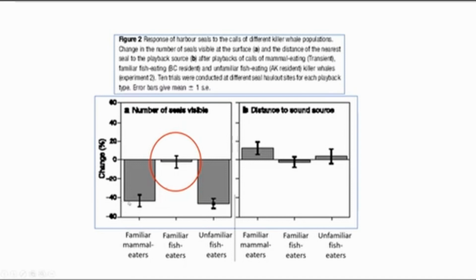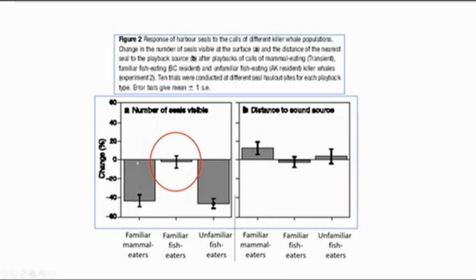They went elsewhere, they hid and sheltered. A change of 0 means no change from baseline, and if we had seen a positive, we would have seen more seals showing up. And we have along the bottom our familiar mammal eaters, our familiar fish eaters, and then the unfamiliar fish eaters. So a threatening group that's familiar, an unthreatening group that's familiar, and then a new group that isn't threatening, but they might not know that.